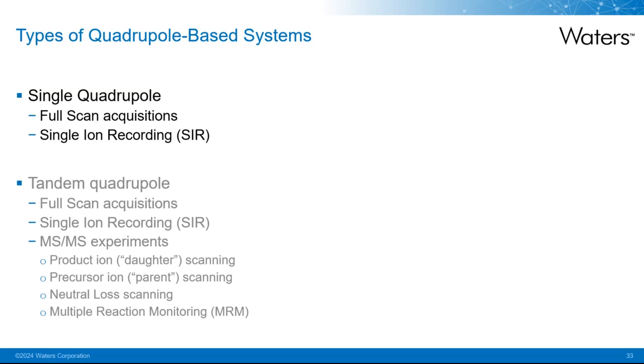So let's talk about the types of quadrupole-based systems now that we understand how a quadrupole works. We have single quadrupole and tandem quadrupole. With the two techniques, you can do full scan acquisitions and single ion recording. With a tandem quadrupole, you can then do a few more different experiments as well.